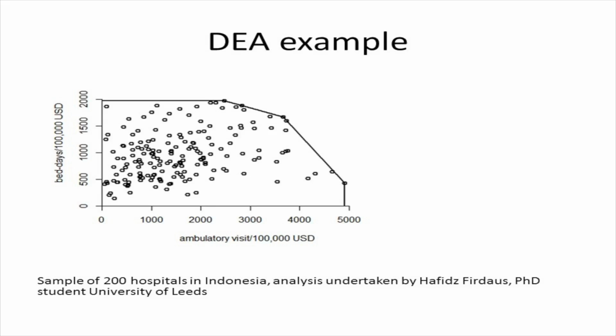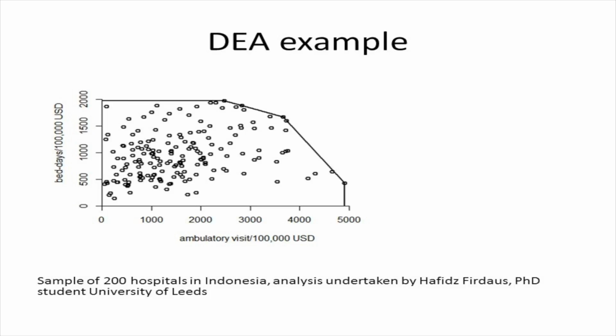So an example here is a group of Indonesian hospitals from our Indonesian costing study, and this is a data envelopment analysis that is being undertaken by a student at Leeds who's using the data at the moment, and the idea here is that health services, health providers can be thought of as multi-product firms.